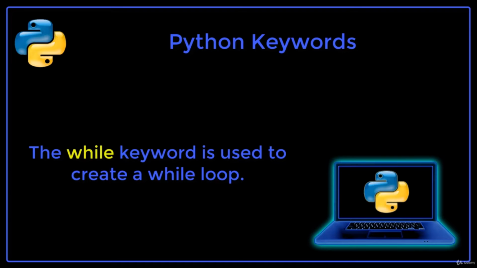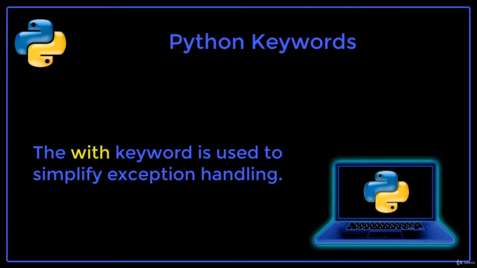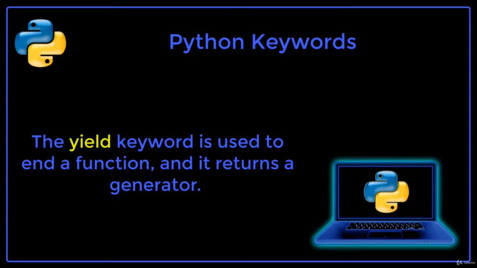The while keyword is used to create a while loop. The with keyword is used to simplify exception handling. The yield keyword is used to end a function, and it returns a generator.